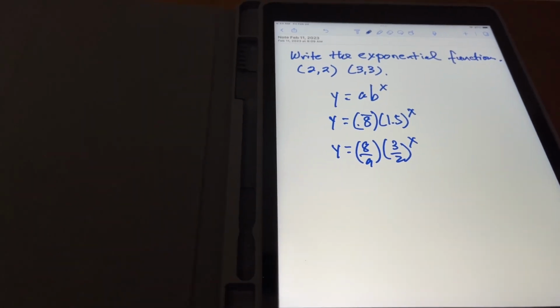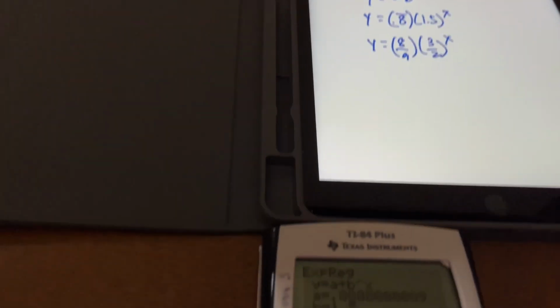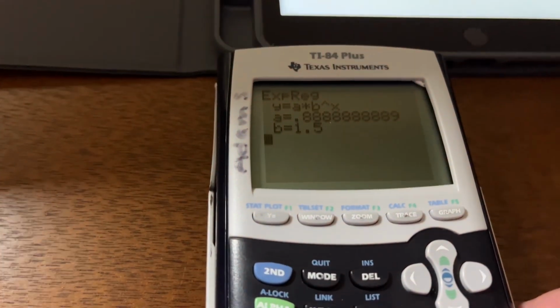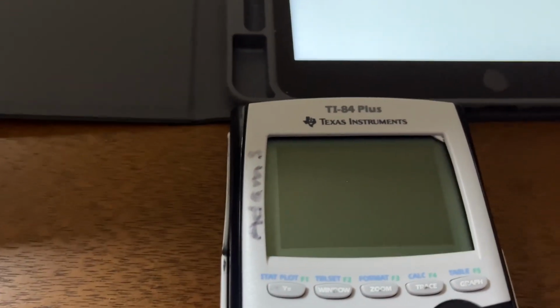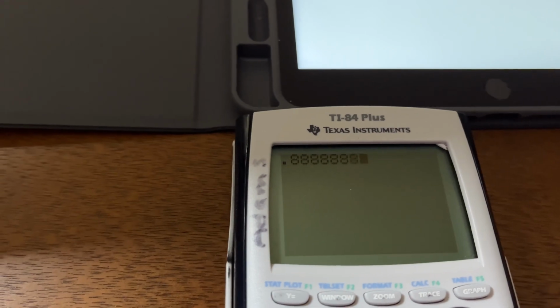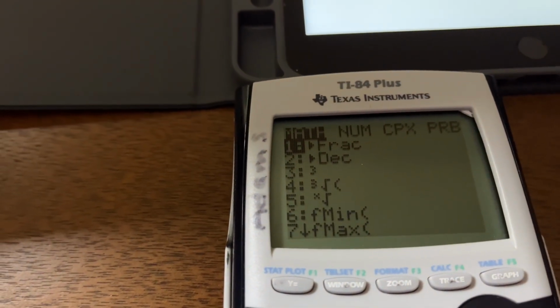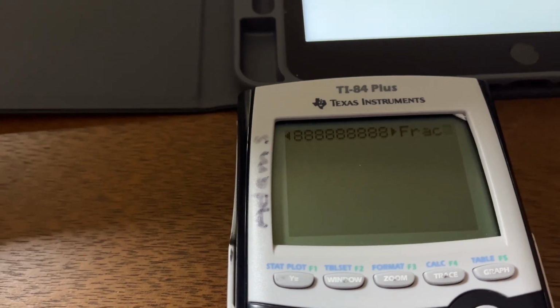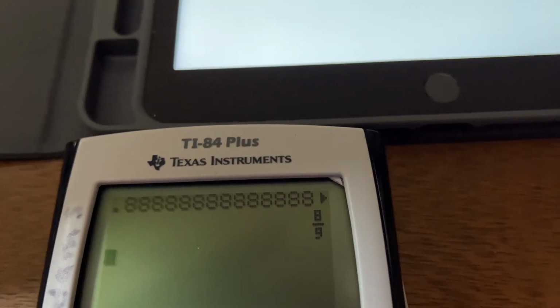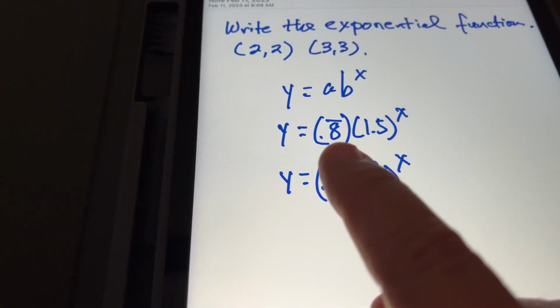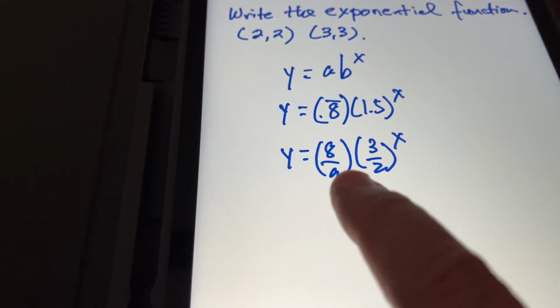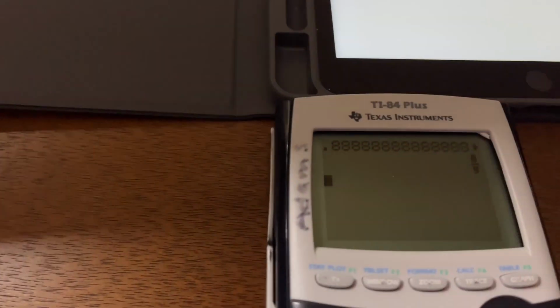Now, if you didn't know how to do that, let me show you on the calculator how you can do that. If I clear this off, if you punch in point and a bunch of 8s, that's 0.8 repeating. And then you hit math on the calculator, and frac, which means change it to a fraction, and hit enter twice, it will change that to a fraction for you. So 8/9. And of course, 1.5, you can do the very same thing.